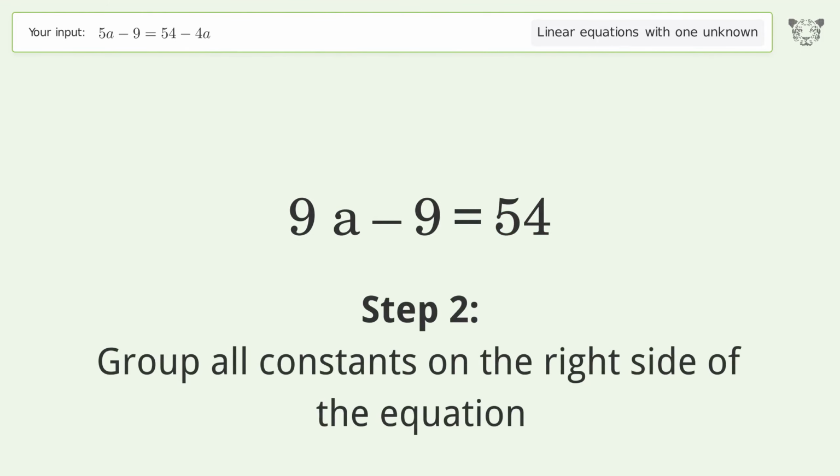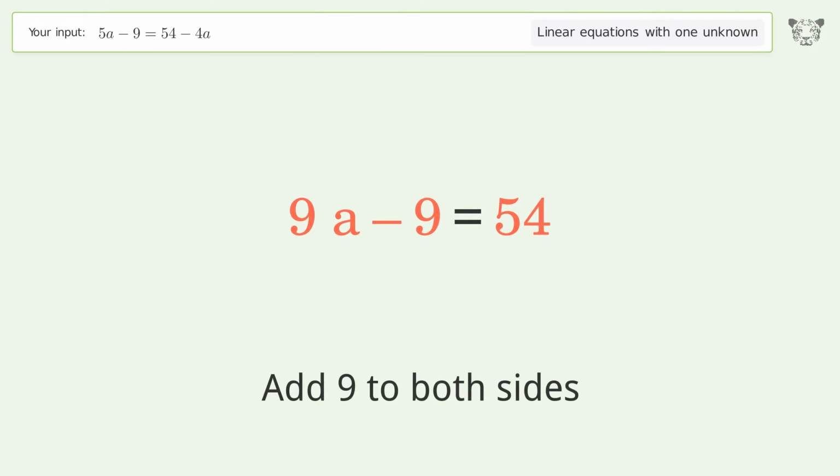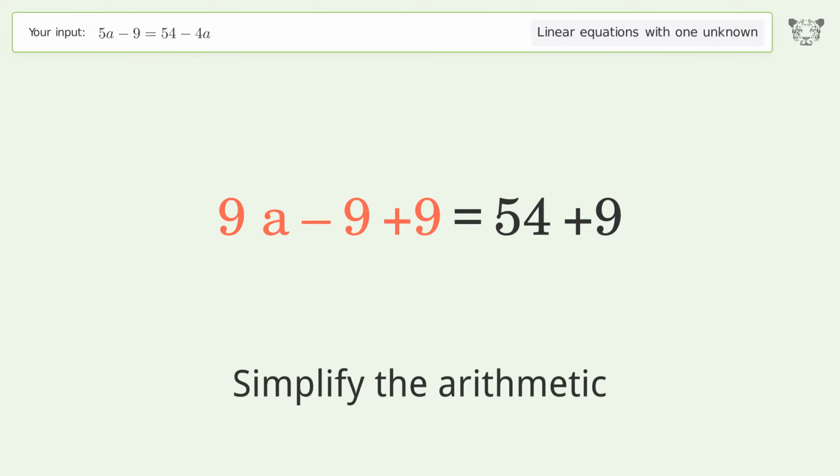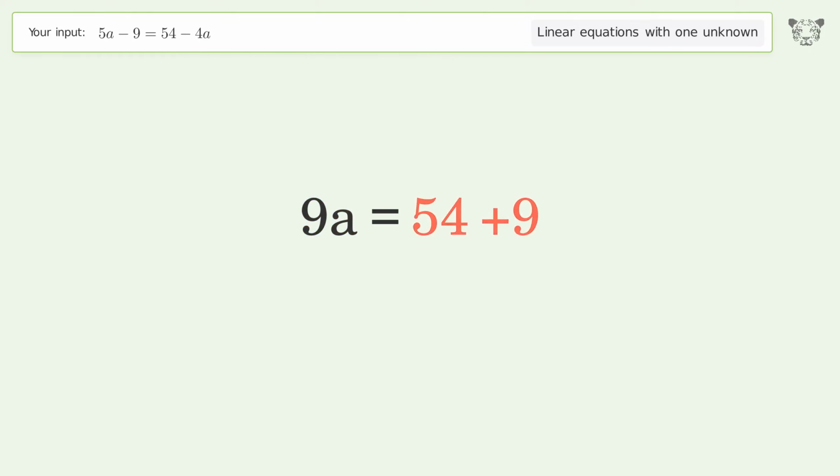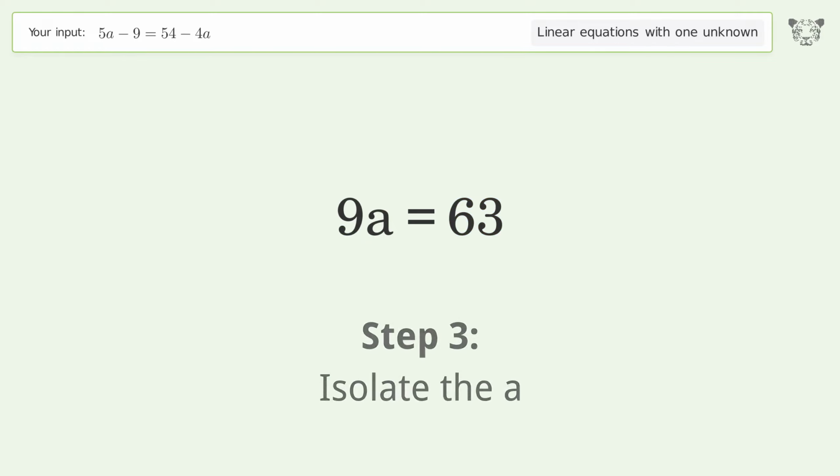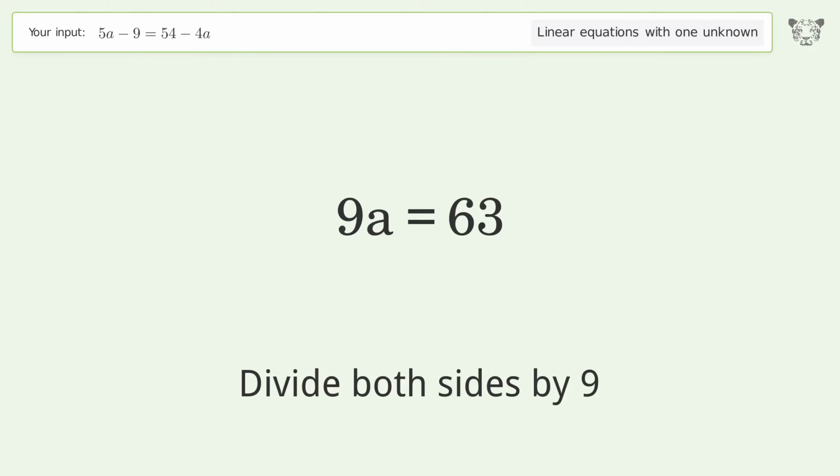Group all constants on the right side of the equation. Add 9 to both sides. Simplify the arithmetic. Isolate the a. Divide both sides by 9.